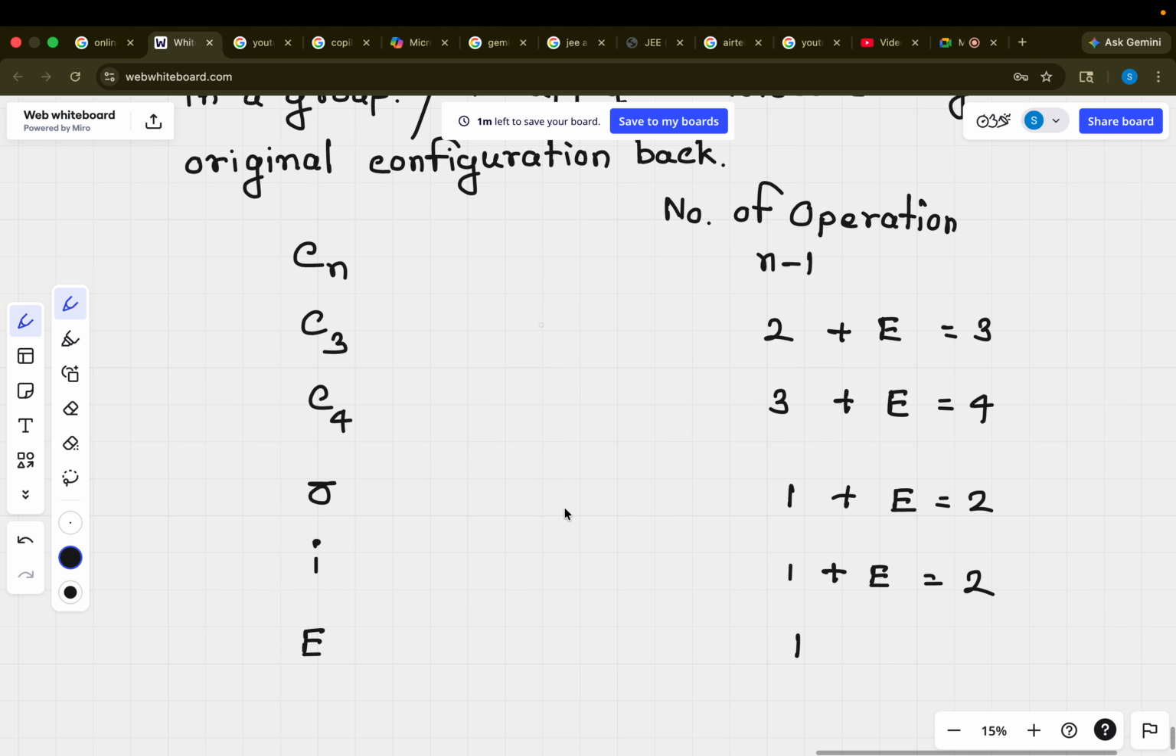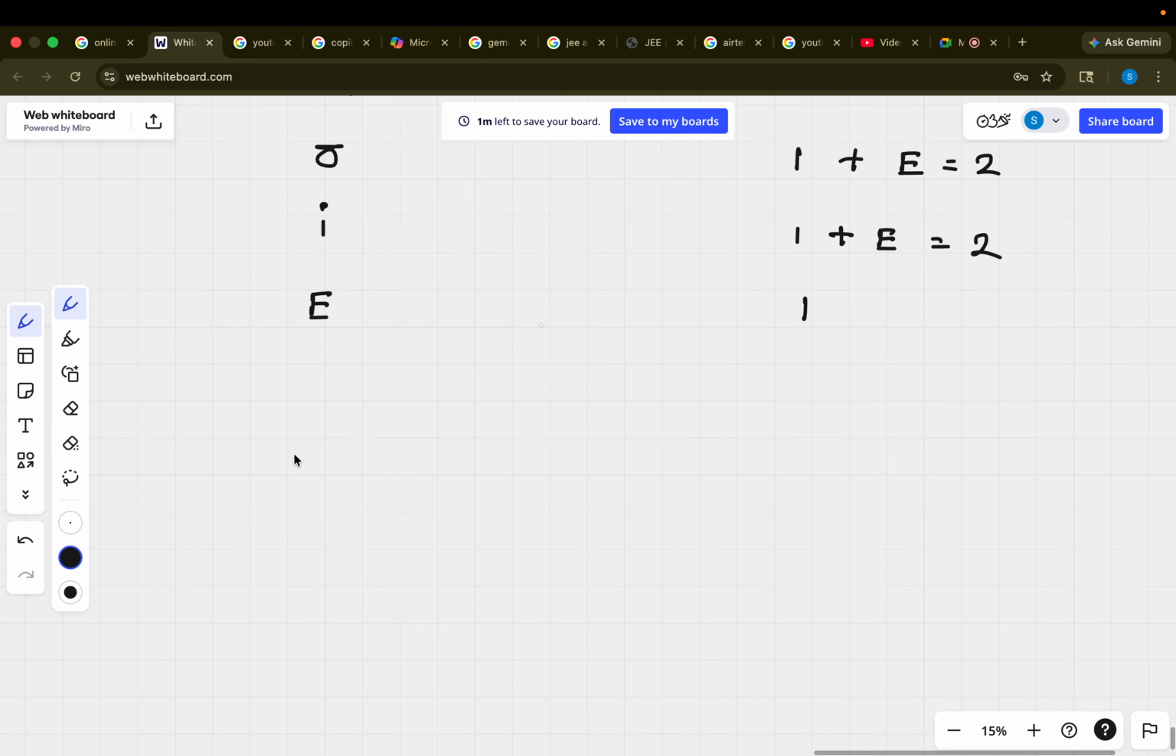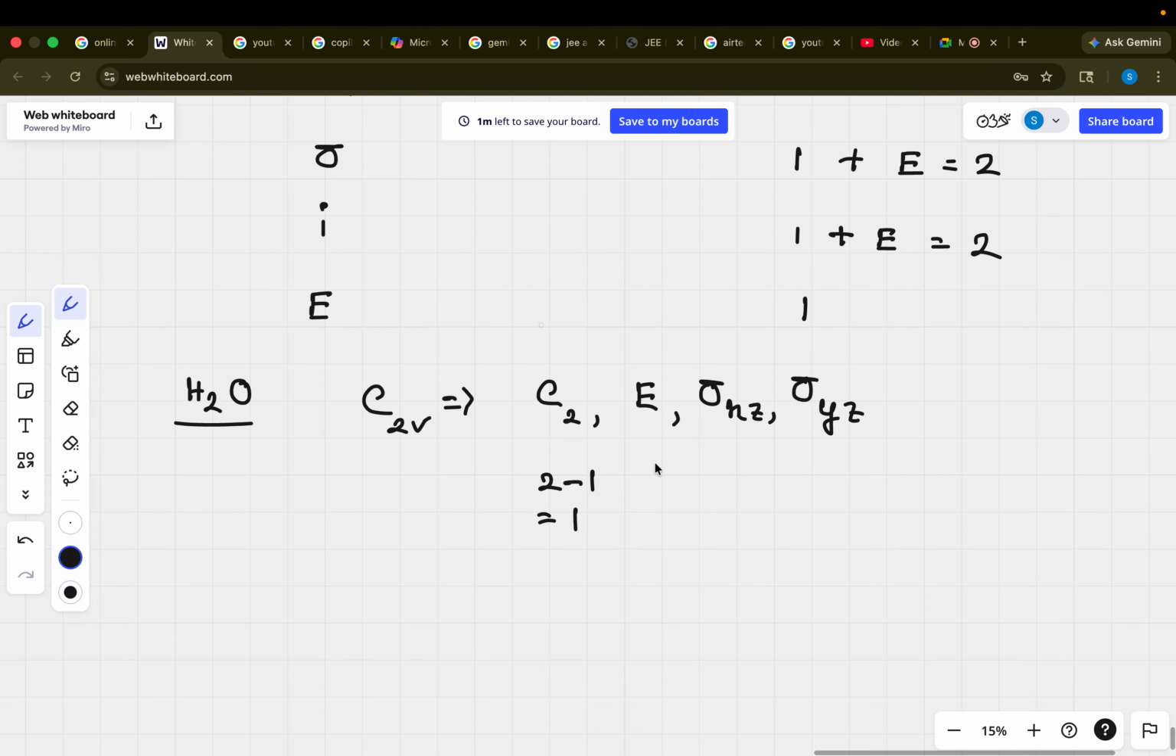Similarly, suppose I have a water molecule. What is the point group we have? We have the C2v point group. In C2v we have the C2 axis, and apart from that we have E, sigma xz and sigma yz. In C2 you have 2 minus 1, that is 1 operation. For identity, 1 operation; sigma xz, 1 operation; and sigma yz, 1 operation. So in total you have 4 operations for the C2v point group, or I can say for the water molecule.